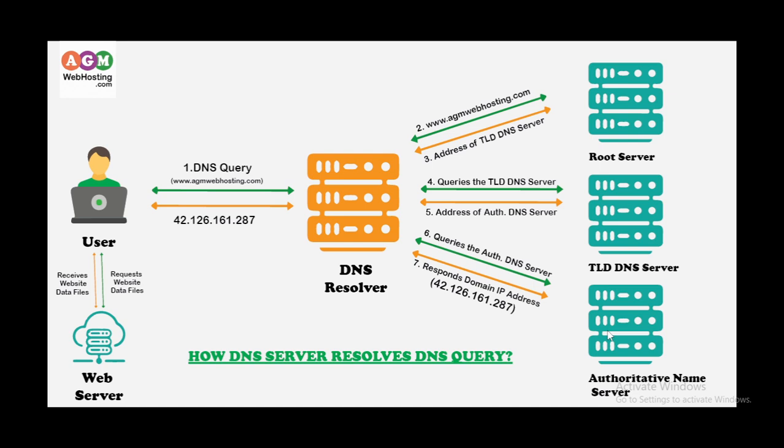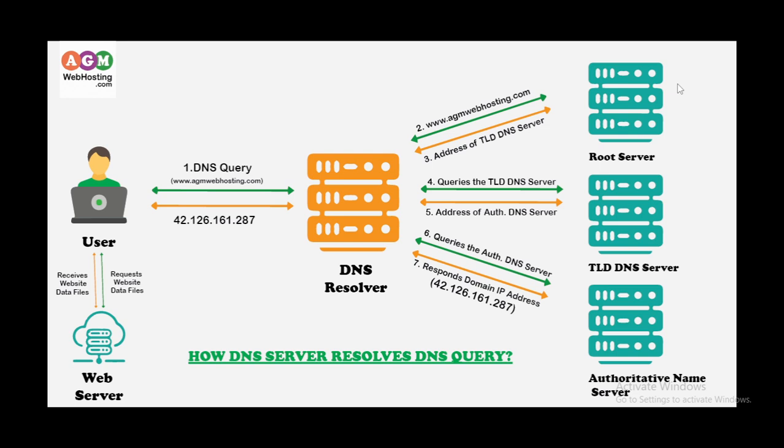Once the locally cached DNS records have been checked and nothing is found in the web browser, the web browser asks the resolver. The resolver is usually our internet service provider. It first checks its own cache to verify whether the information is already stored, right? If it's not there, then it goes on to ask the root server. The root server is the first step in resolving human readable domain names like agmwebhosting.com into complex IP addresses.